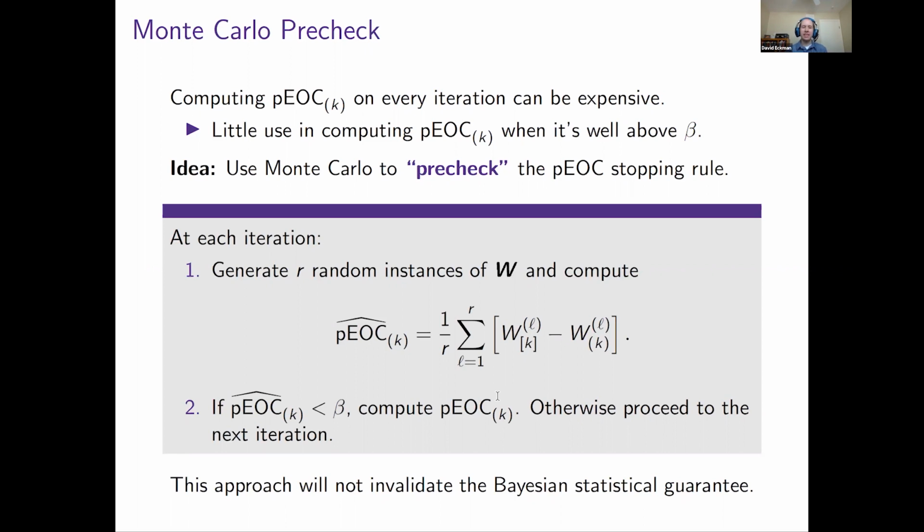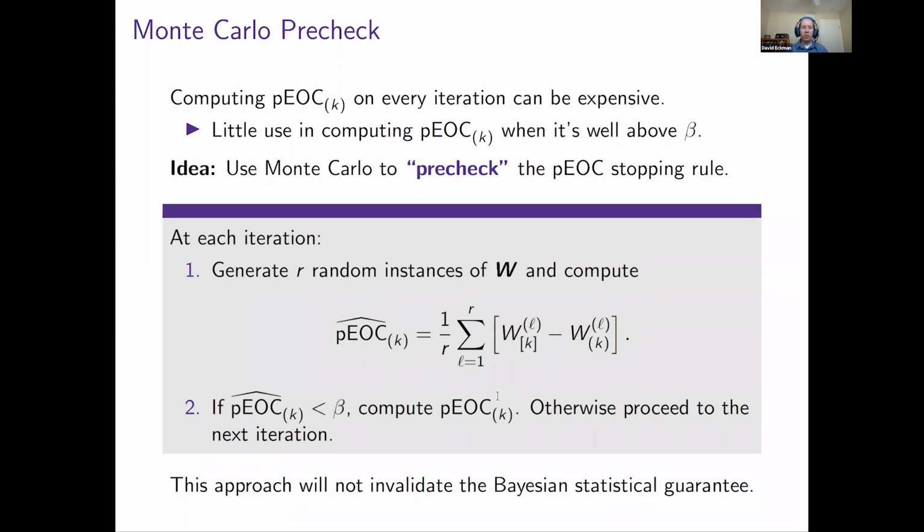And that led us to the idea of using a Monte Carlo estimator to pre-check the posterior EOC stopping rule. What that means is after taking data, we generate problem instances from our posterior distribution, and we obtain just a crude Monte Carlo estimator of what the expected opportunity cost of alternative k is. And we check if that Monte Carlo estimate is less than beta. That means if our estimator is pretty precise, that it's a good time to think about stopping. And so we compute the exact quantity then and decide whether to stop or not.